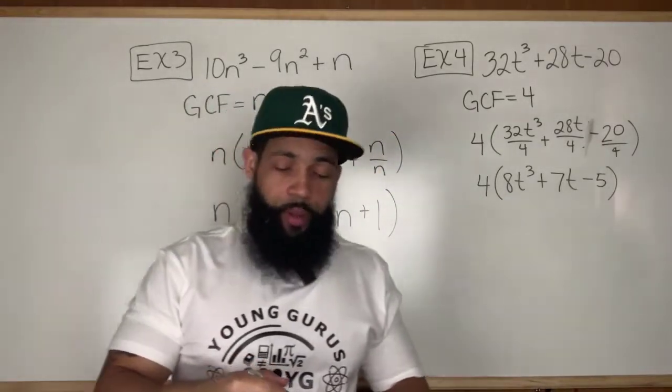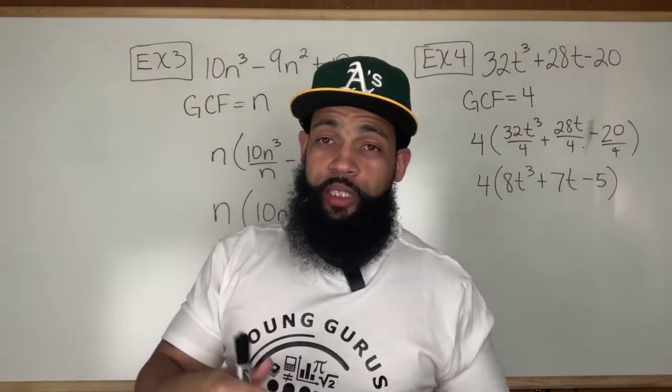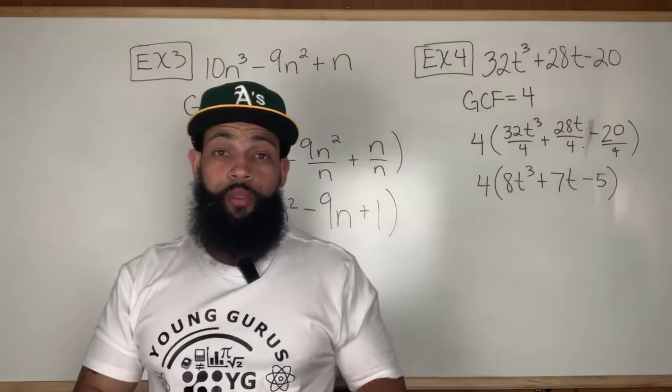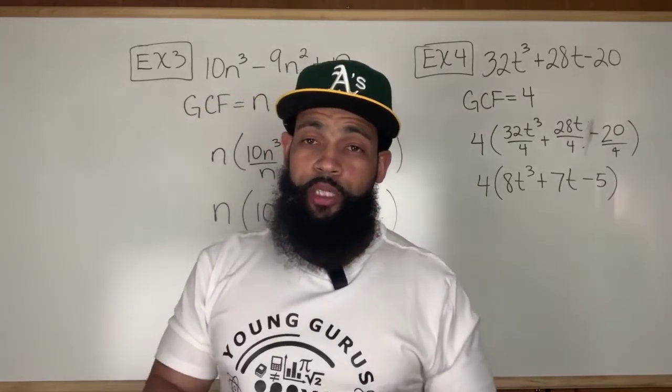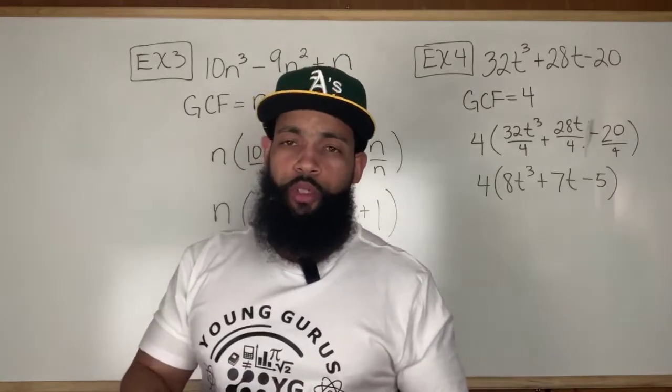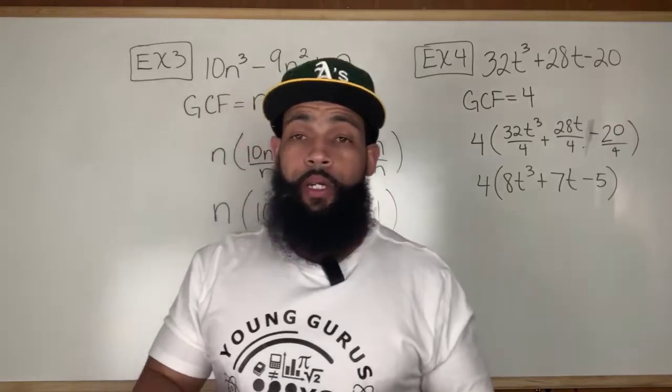Okay, so remember, sometimes the GCF may have a coefficient as well as a variable term. Sometimes it may just have a variable. Sometimes it may just have a number. Nevertheless, we first always want to look for the greatest common factor whenever we are trying to factor a quadratic expression.